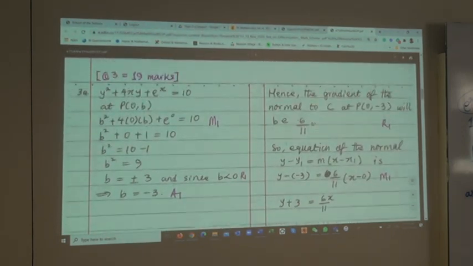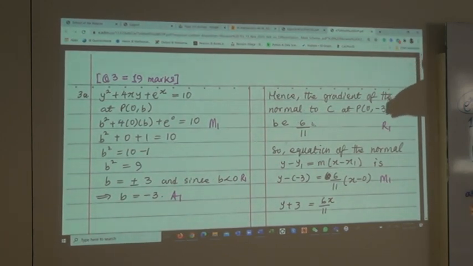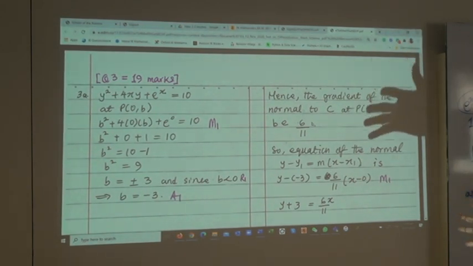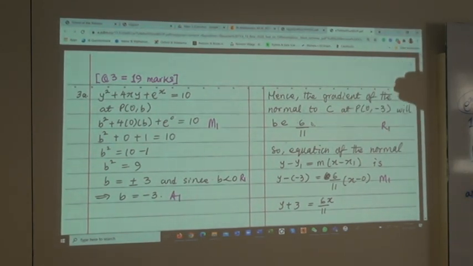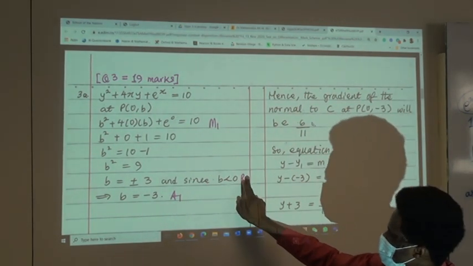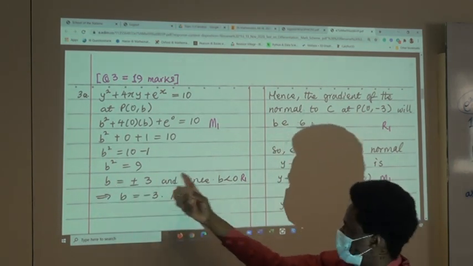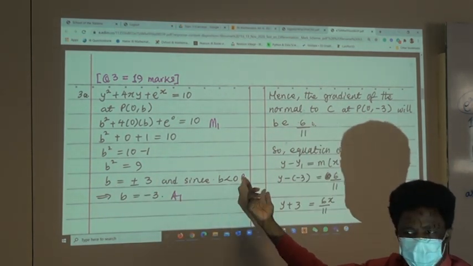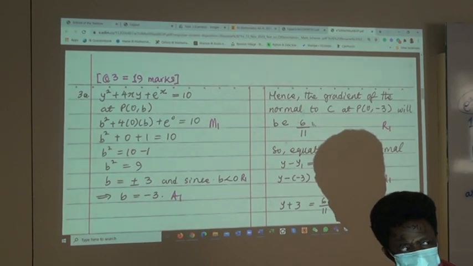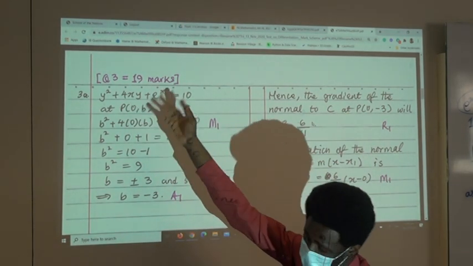But I noticed something. Some people kept y. So rather than saying b squared, they kept on writing y squared, y squared, y squared, y is equal to plus or minus 3. Then I saw something in somebody's work: since b is less than 0, but you were dealing with y. Suddenly you are saying since b is less than 0. Where does that come from? Okay? So you've been given this point, x is 0, y is b. Just substitute.